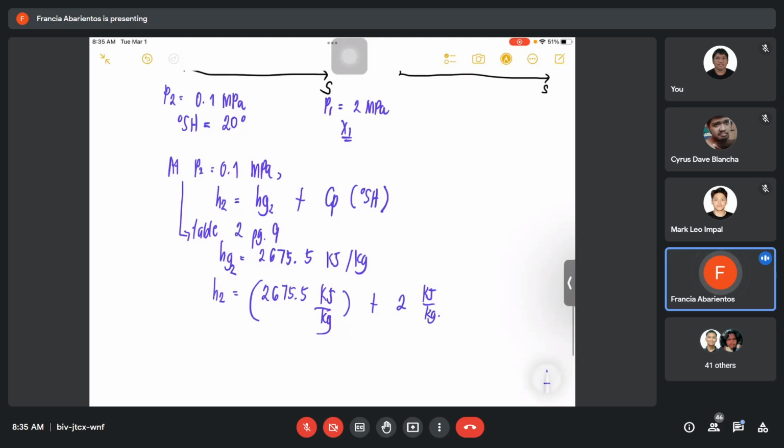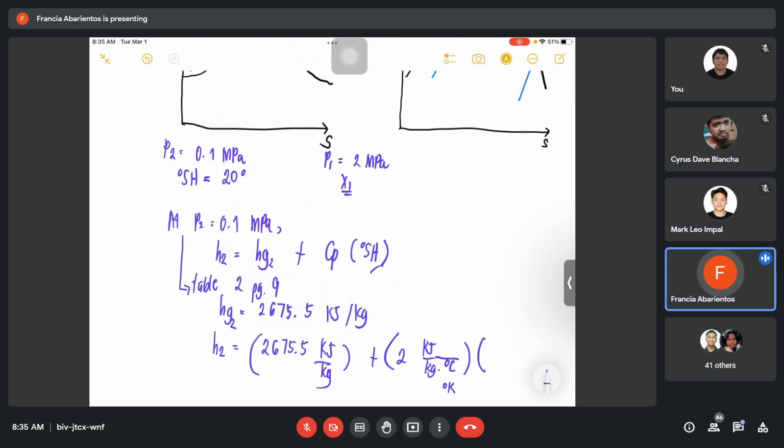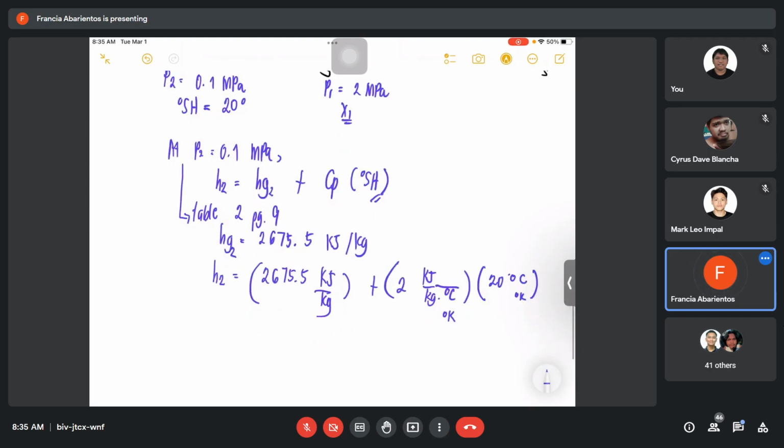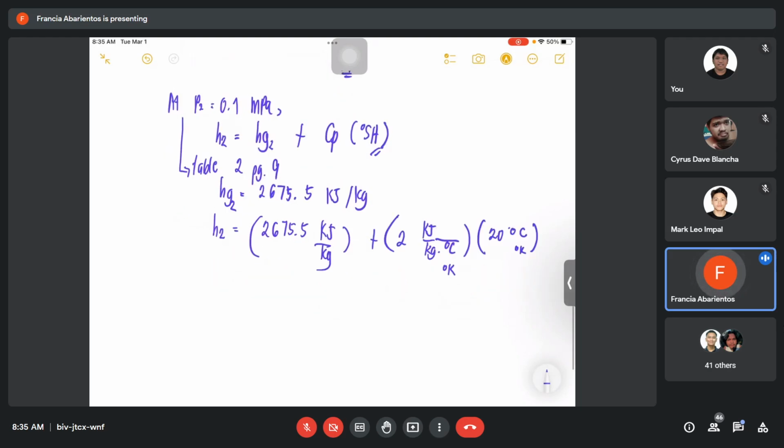Because the change in degree is just equal to the change in Kelvin, so you can use this, class, times this is the change, we have 20 degree. So, pwede yung degree Celsius, pwede yung degree Kelvin. Okay? Kasi yung change, class, is equal to the change in temperature in Celsius equal to the temperature in Kelvin. Okay? So, compute for the H2. What is now the enthalpy? So, maka-cancel yung Celsius mo.